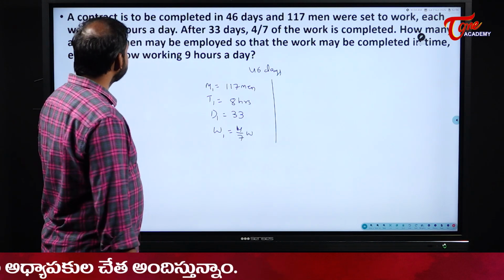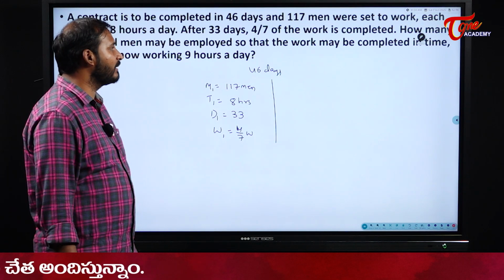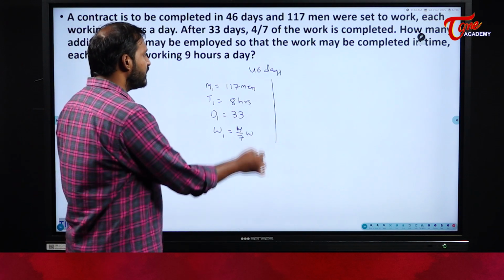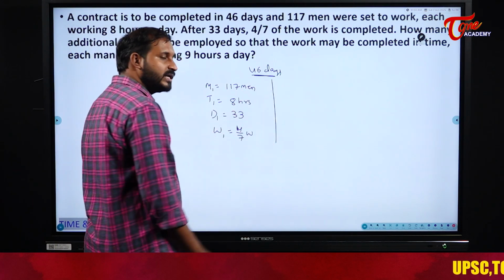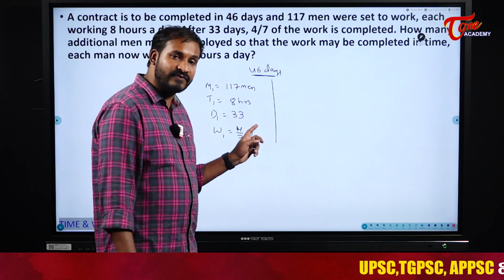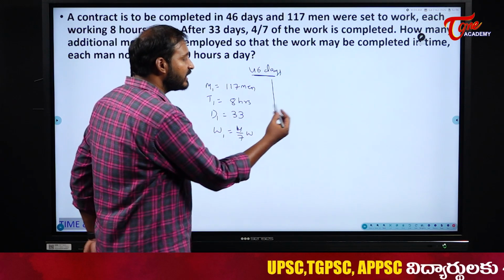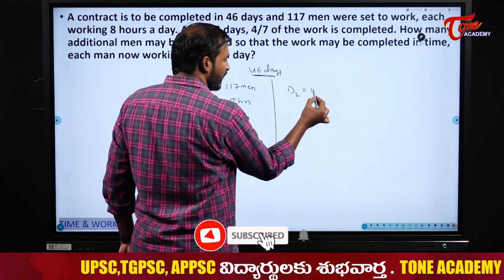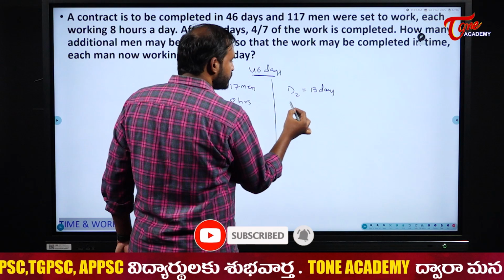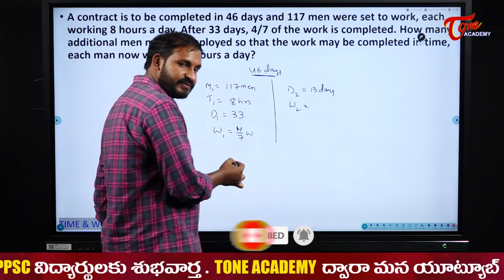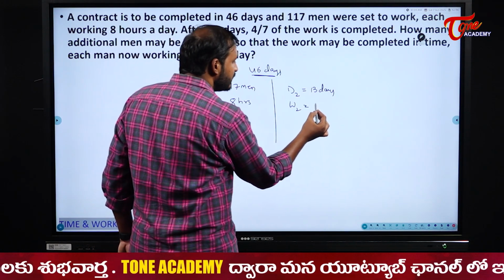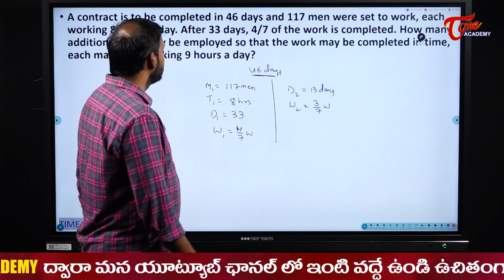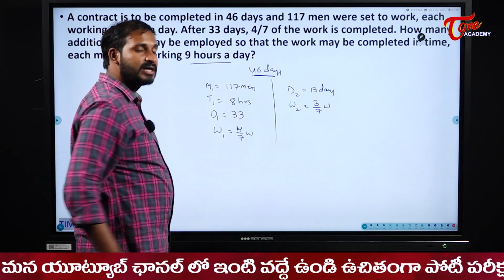Now, how many additional men may be employed so that the work may be completed in time, and each man now working 9 hours a day? See here, the work should be finished in how many days? 46 days. Already 33 days are finished. So what are the leftover days? 13 days. In 13 days, what portion of work is left? 4/7 is finished, so the remaining work is 3/7 of the work. They should work, each working how many hours a day?